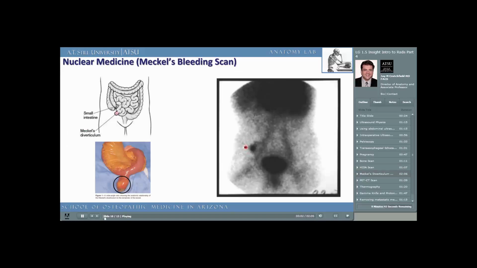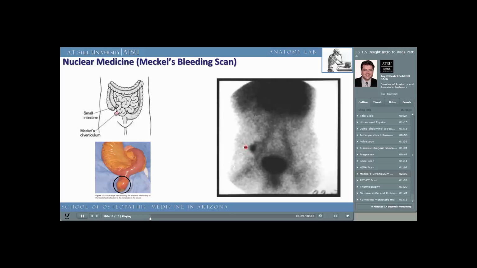Another radioactive radiological examination is called a Meckel scan. In embryology, you'll learn what a Meckel's diverticulum is and its embryological congenital origins. Here's a photo of a Meckel's diverticulum and a graphic representation of this embryological abnormality. A Meckel's diverticulum can wreak havoc in childhood and even adulthood.